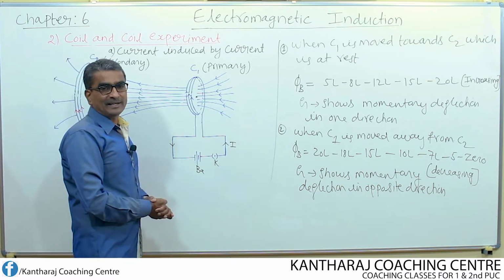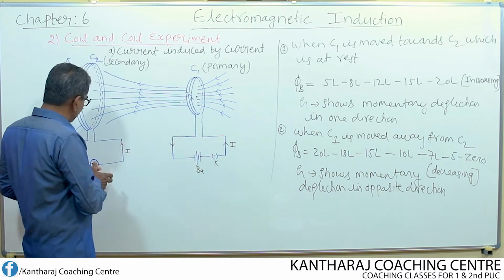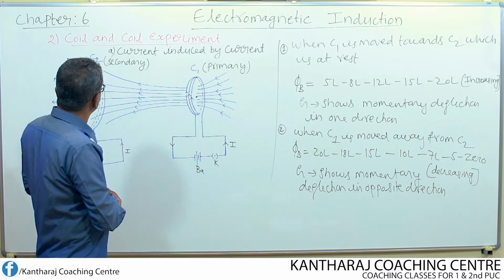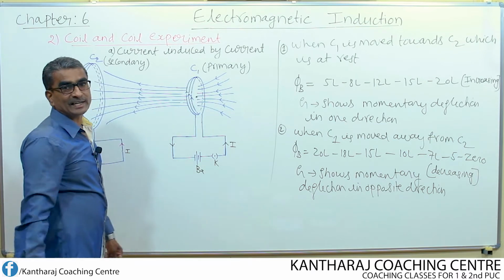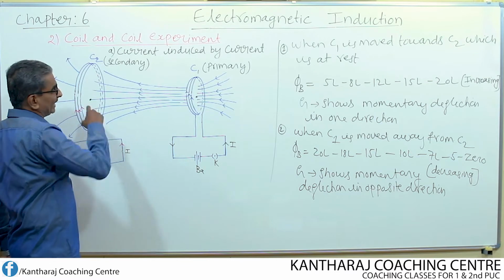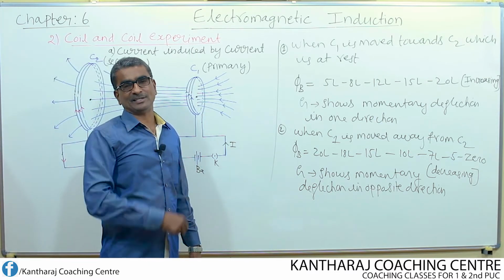And secondly, how to increase the induced current or the deflection in the galvanometer? Increase the number of turns in the secondary coil. If we increase the number of turns in the secondary coil, then also the deflection can be increased.